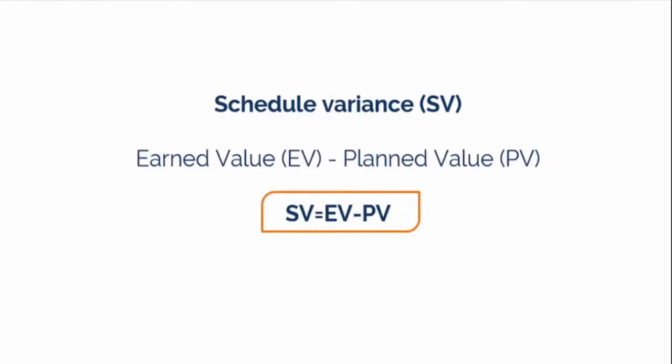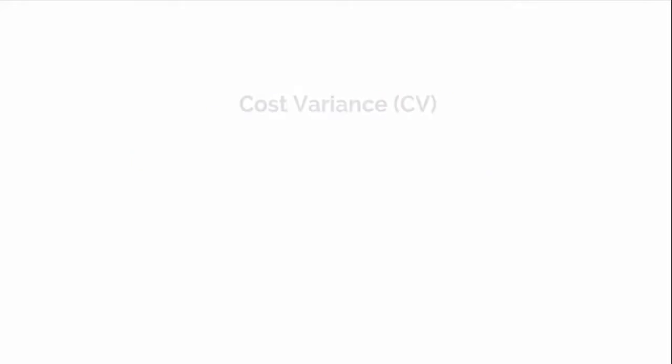A positive number for schedule variance indicates that the project is moving ahead of planned schedule. A negative schedule variance indicates that the project is lagging behind the planned schedule. SV at the end of the project is 0.